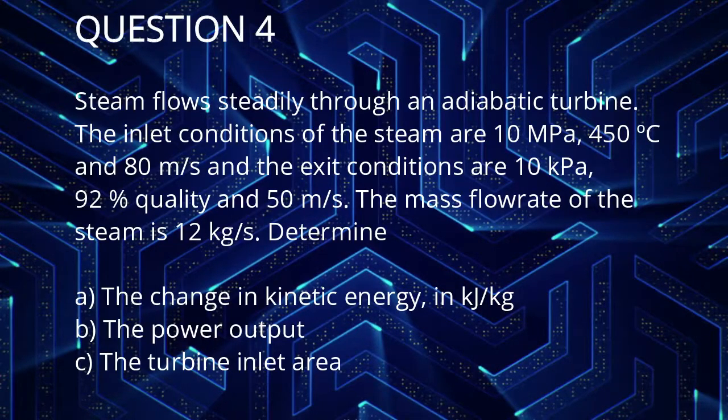Steam flows steadily through an adiabatic turbine. The inlet conditions of the steam are 10 megapascal, 450 degrees C and 80 meter per second, and the exit conditions are 10 kilopascal, 92% quality and 50 meter per second. The mass flow rate of the steam is 12 kg per second. Determine A, the change in kinetic energy in kilojoule per kg, B, the power output in megawatt, and C, the turbine inlet area in meter square.